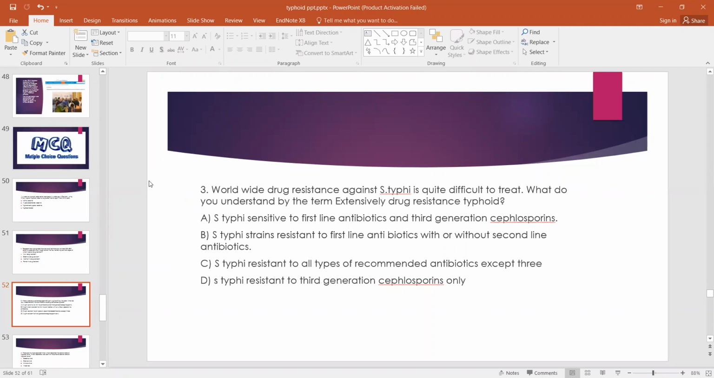Worldwide, drug resistant Salmonella typhi is quite difficult to treat. What do you understand by the term extensively drug resistant typhoid? Salmonella typhi sensitive to first line antibiotics and third generation cephalosporin. Salmonella typhi strain resistant to first line antibiotics with or without second line antibiotics. Salmonella typhi resistant to all types of recommended antibiotics except 3, and S typhi resistant to third generation cephalosporin only. C, C is the right answer.